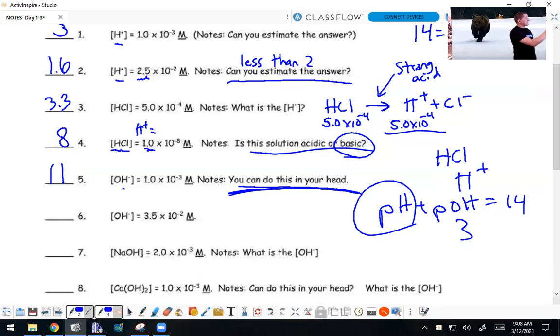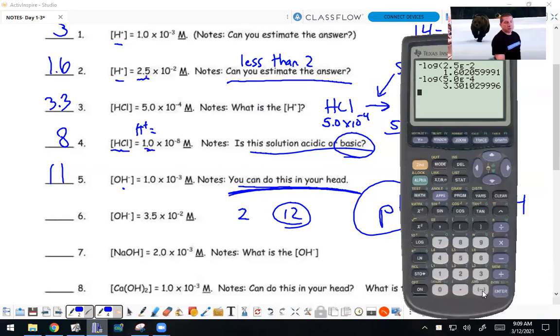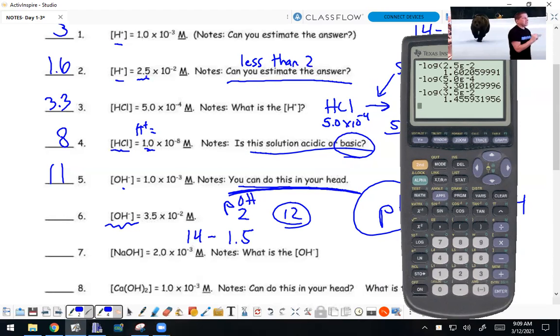Next one, once again, we can estimate. It's not going to be 2 because that's the pOH. It's going to be somewhere around 12. When I do the negative log, I didn't use my calculator for this one. The negative log of 3.5 times 10 to the minus 2 gives us 1.5. But that, once again, is the pOH. So 14 minus 1.5, and we get 12.5.